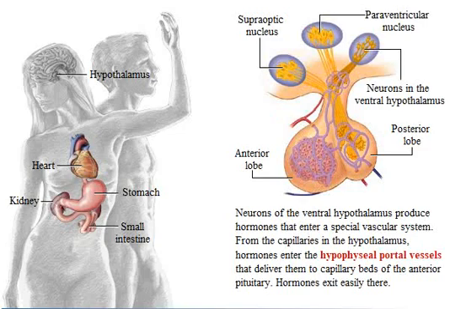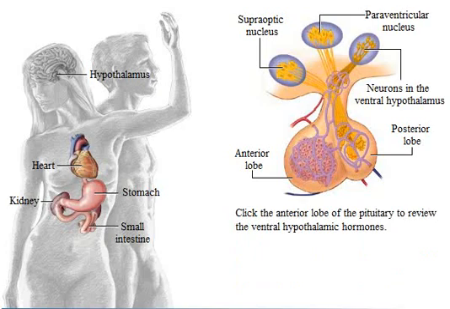Neurons of the ventral hypothalamus produce hormones that enter a special vascular system. From the capillaries in the hypothalamus, they enter the hypophyseal portal vessels that deliver them to capillary beds of the anterior pituitary. Hormones exit easily there. Click the anterior lobe of the pituitary to review the ventral hypothalamic hormones.